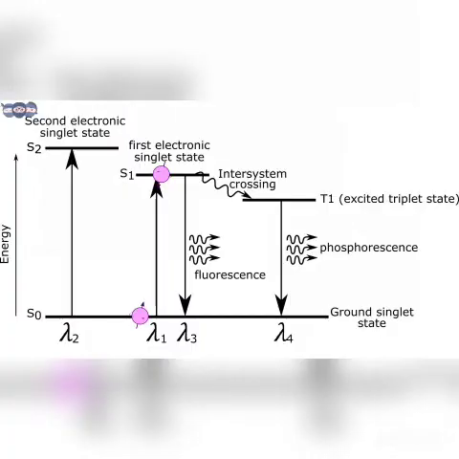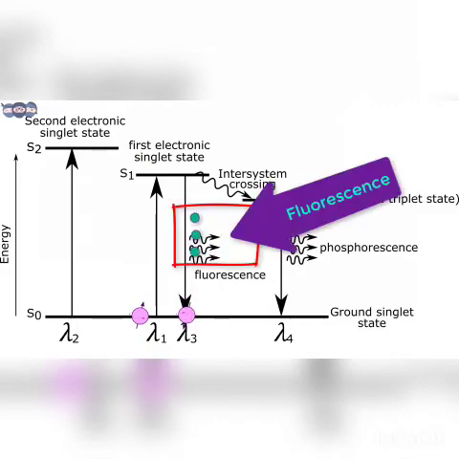As seen in the diagram, λ1 refers to the wavelength of light absorbed by the molecules to transition to the first electronic singlet state. The excited singlet state remains for a certain time, its order being 10 to the power minus 8 to 10 to the power minus 4 seconds. After this short time interval, the electrons return back to the ground singlet state. During this transition, energy is released in the form of emissions. This phenomenon is called fluorescence.